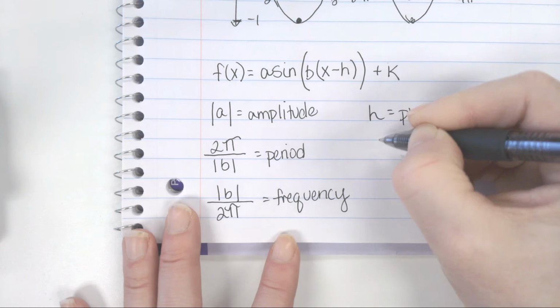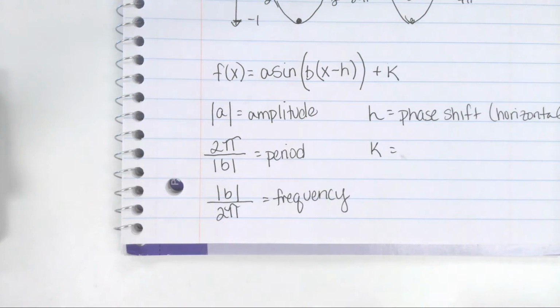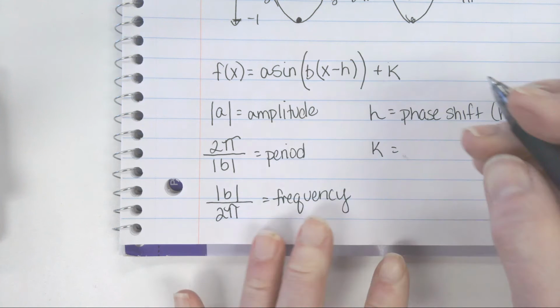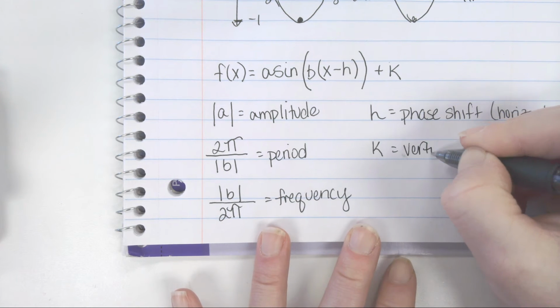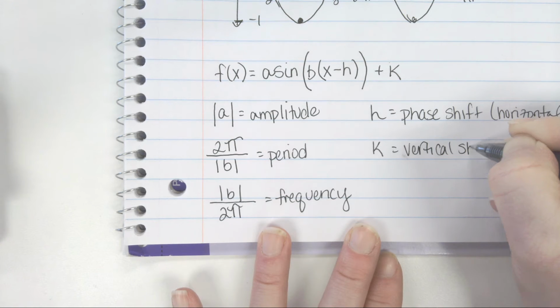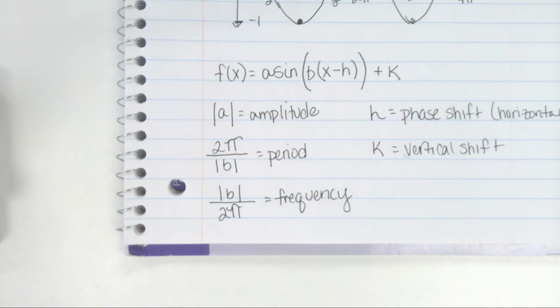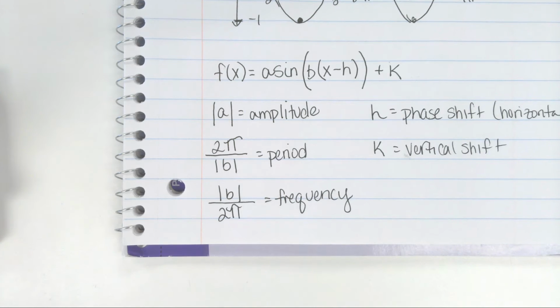And this k, what does that do to the function? Up or down? We call it then the vertical shift. Okay. So let's just do one where we figure out what those things are, and I'll show you how to sketch your new graph.